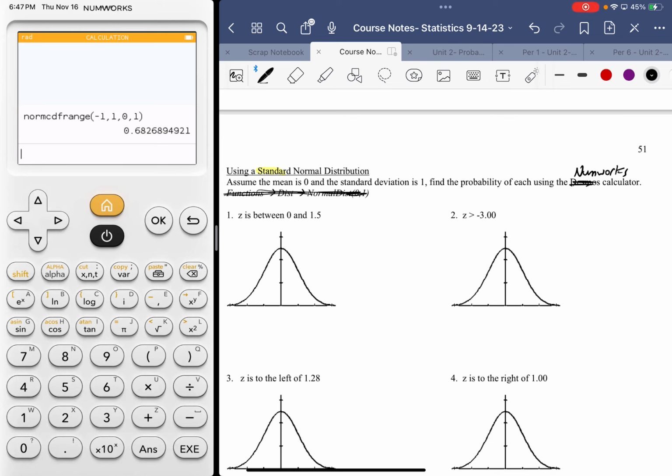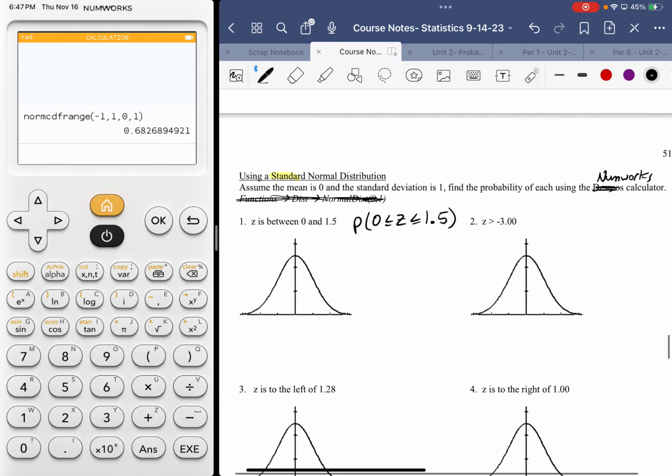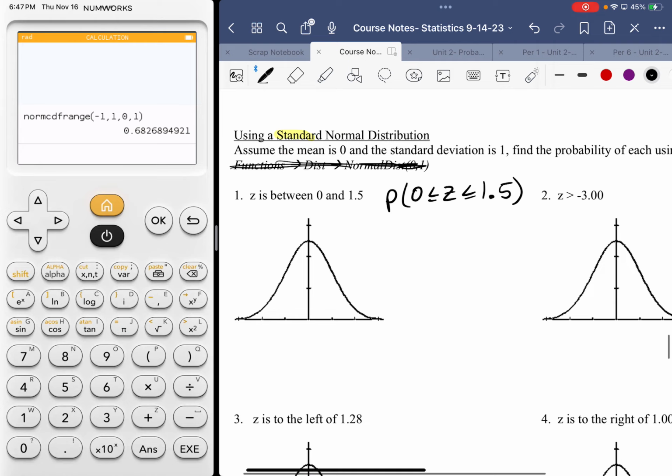When I find the probability that Z is between 0 and 1.5, I think personally, I think it helps to think of the notation because the notation aligns with what's in the calculator in terms of the built-in function. So if you write it the right way, it just makes it easier to put it into the calculator the right way. So what this is saying is the probability that z is between 0 and 1.5. All right, probability z is between 0 and 1.5.